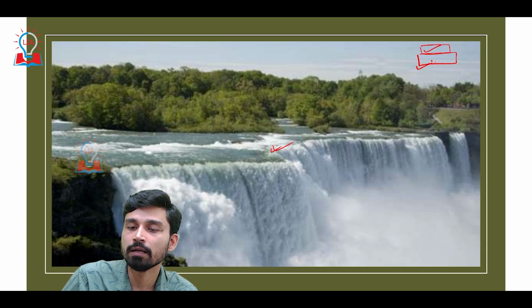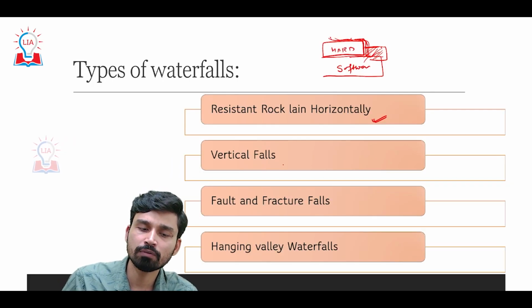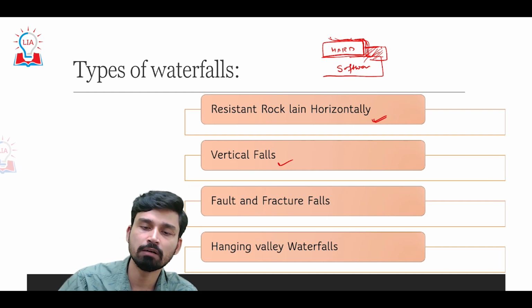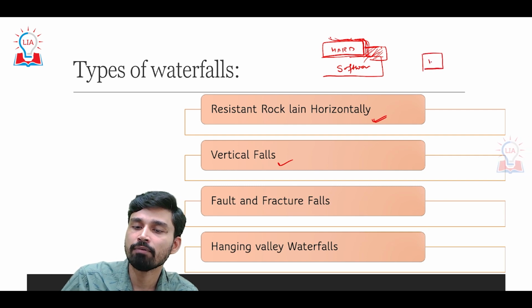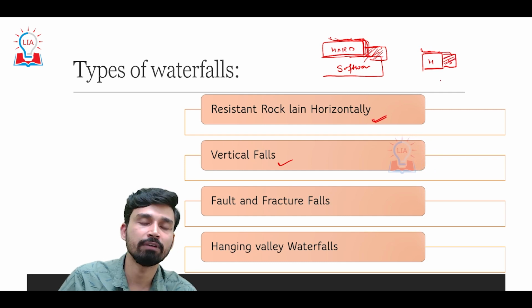The upper rock is hard, the lower rock is softer in nature. The second kind of waterfall that develops is called vertical falls. Vertical falls develop when the rock layers are arranged in such a manner that we have a hard rock, then we have soft rocks. So when the river is flowing over the hard rock and enters into the soft rock areas, the soft rock is eroded at a very fast rate.